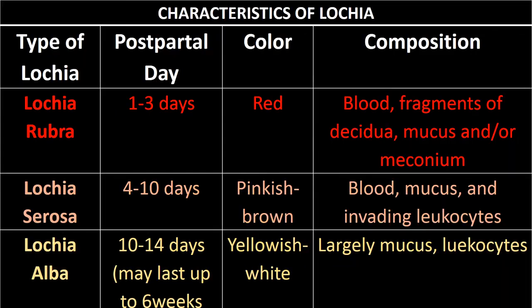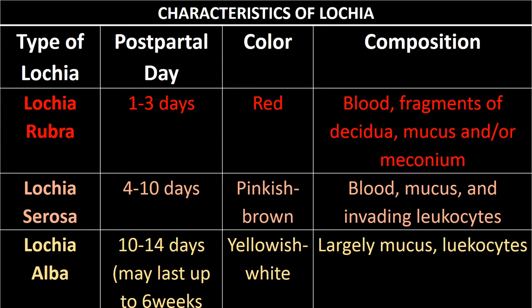We have a review of the different lochial discharges according to type, postpartum day, color, and composition. As discussed a while ago, when we say lochia rubra, it happens in the first 3 days after delivery, and it is colored red. It is composed of blood, fragments of decidua, mucus, and even meconium.